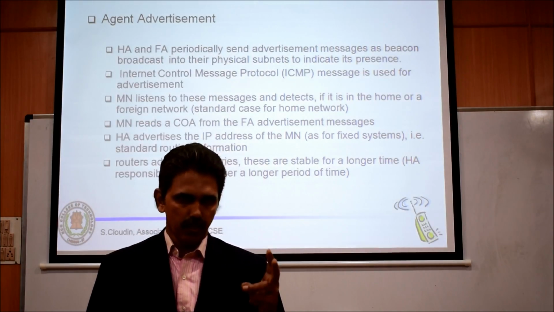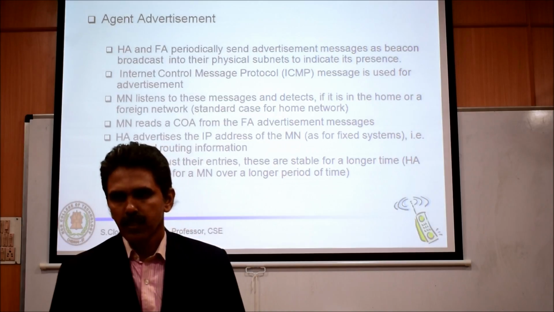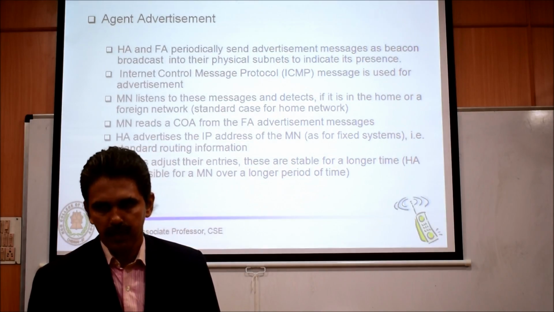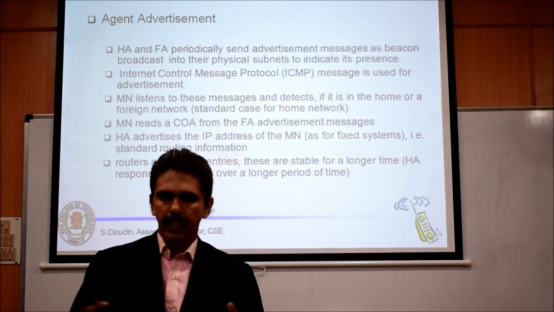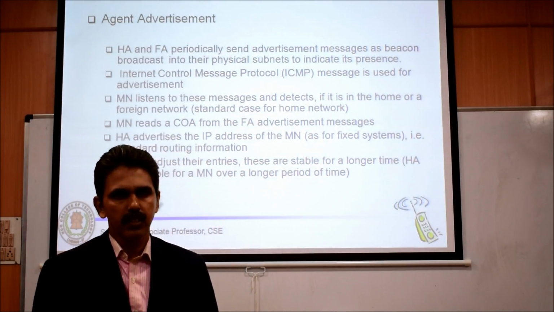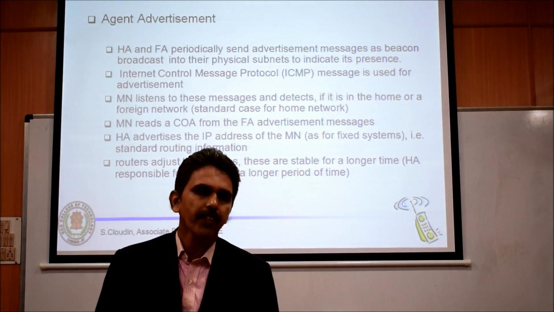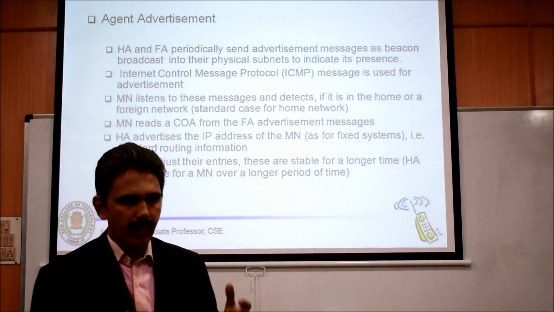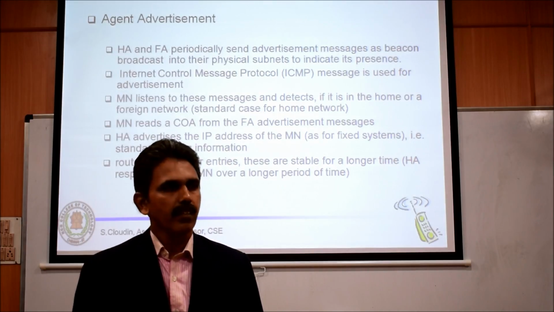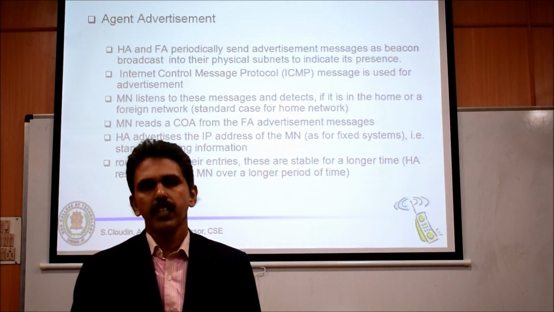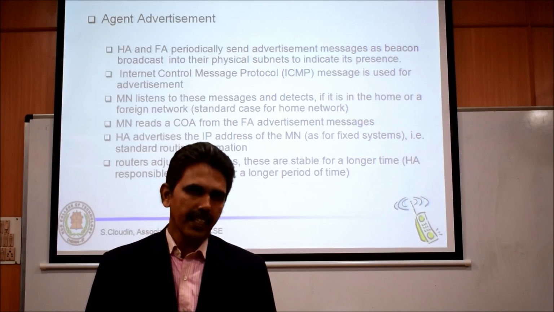So we can use two methods. The first one is agent advertisement. What is agent advertisement all about? If any device wants to get connected with the network, it should know the availability of the agent. For example, if we are moving from our native place to any other place for a temporary purpose, we need to identify a place for us to get connected.